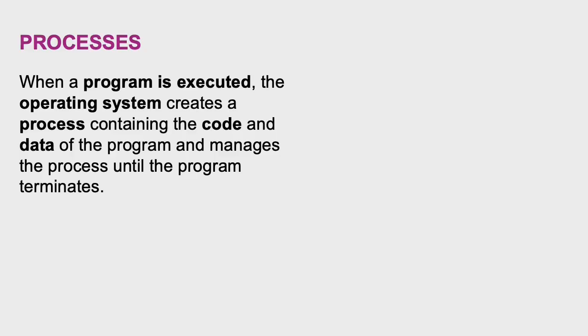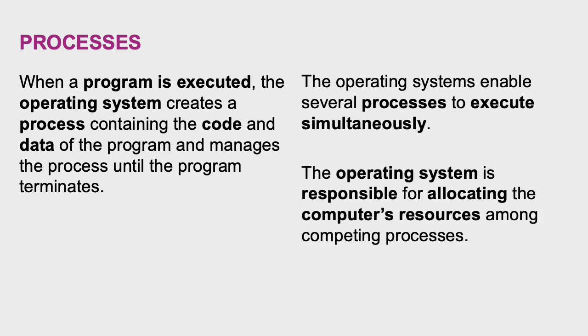When you run a program on your computer or start a new service on your server, the operating system creates a process that contains the program code and data. It's up to the operating system to manage the process until the program terminates. Several processes can execute simultaneously, and the operating system is responsible for allocating resources to each process. This allows multiple programs to run on the same computer at the same time without interfering with each other.